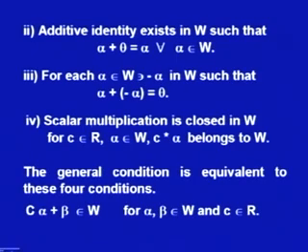Now, one can notice that these 4 conditions can be translated into a single condition, like C alpha plus beta belongs to W for alpha, beta belonging to W and C belonging to R. So, if this single condition is satisfied, then all these 4 conditions are implied. So, let us prove this.